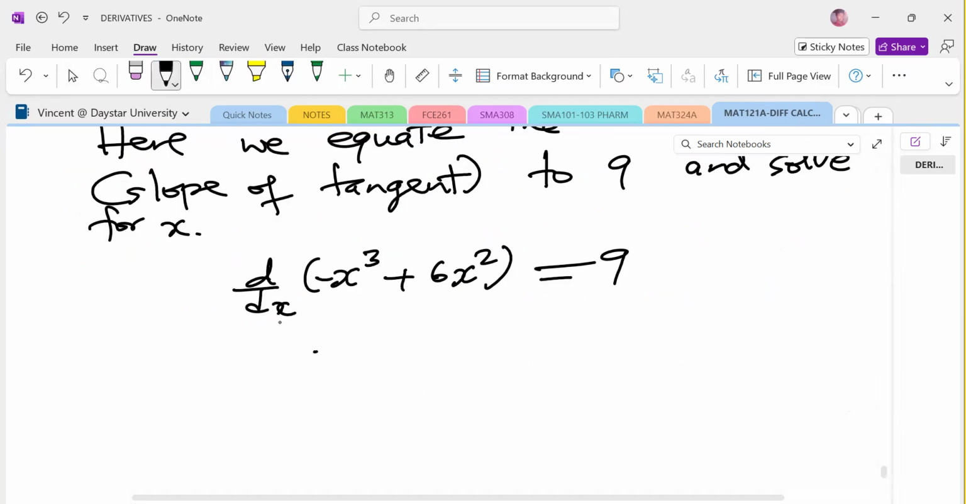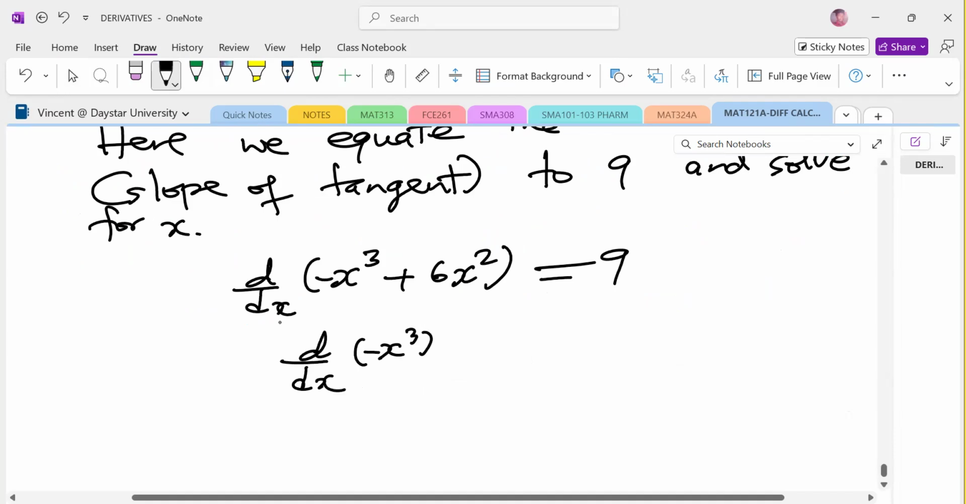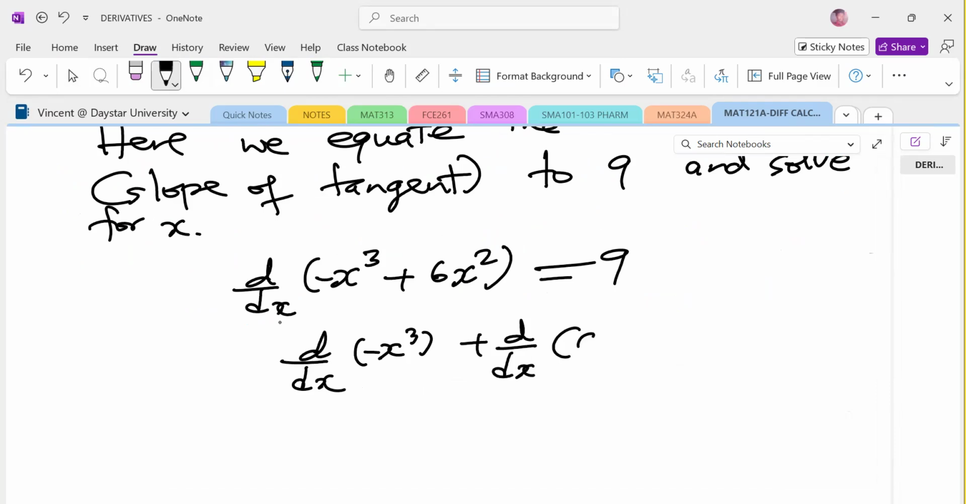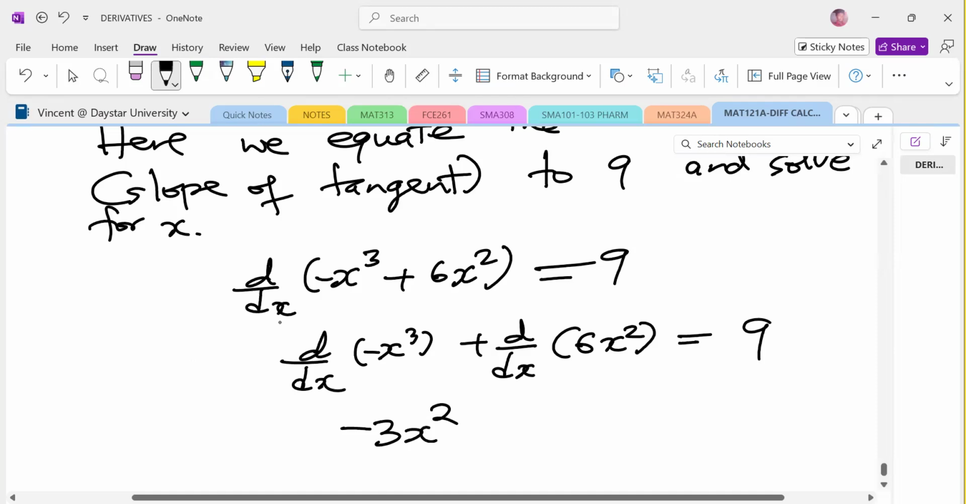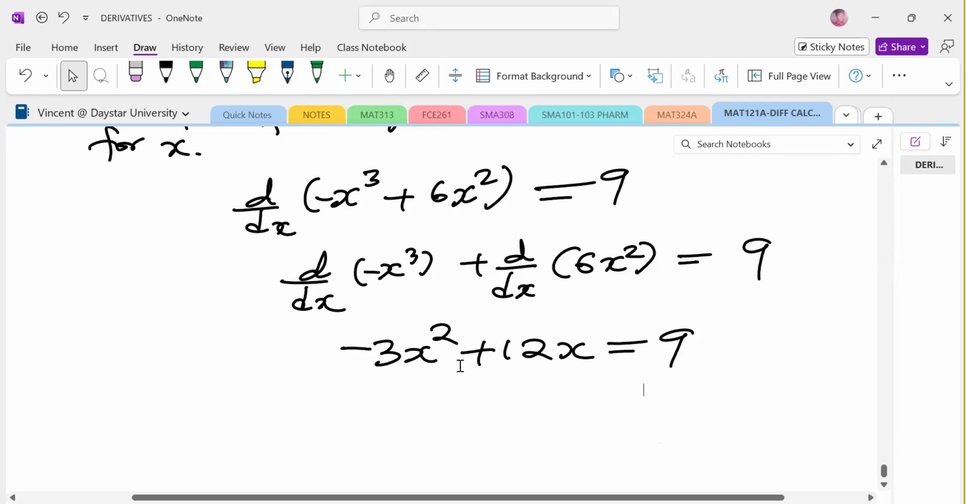So this is the same as d dx of minus x cubed plus d dx of 6x squared equals 9. So this is minus 3x squared plus 12x equals 9. Now, can you solve this equation and tell me the value of x?